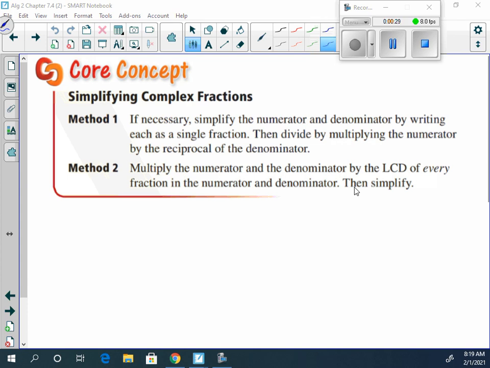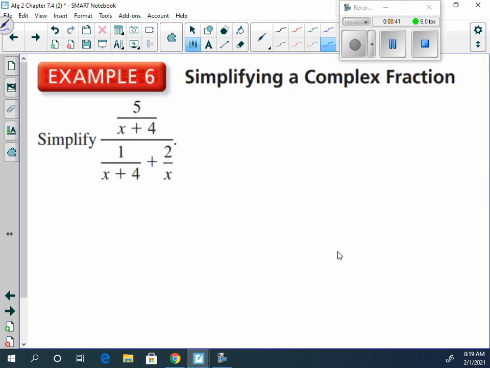Method one is, if necessary, simplify the numerator and denominator by writing them as a single fraction, then divide by multiplying by the reciprocal of the denominator. That's what we're going to look at first. We'll look at method one first, and then method two second. And most likely, if I were a betting man, you're going to like method two over method one.